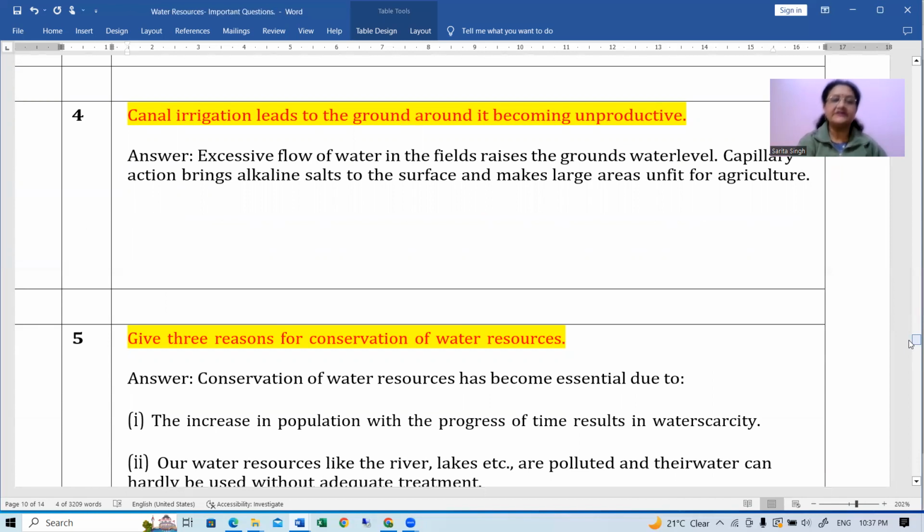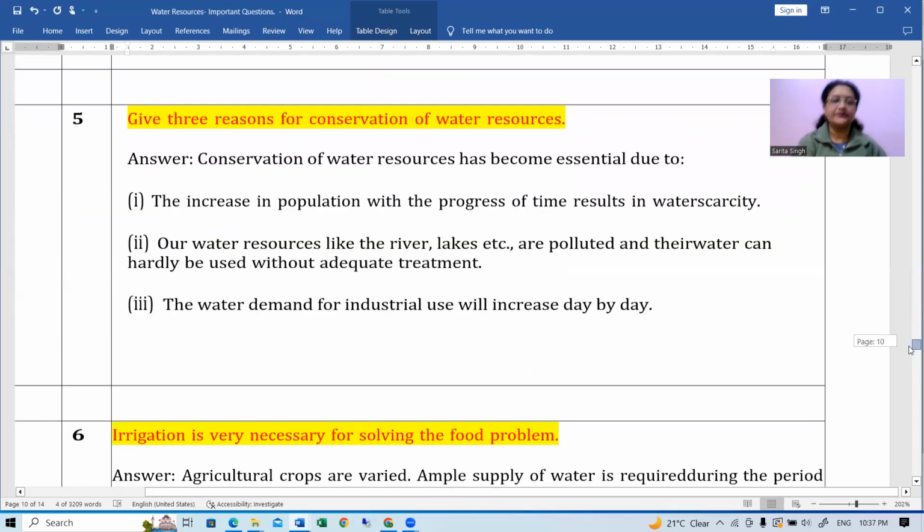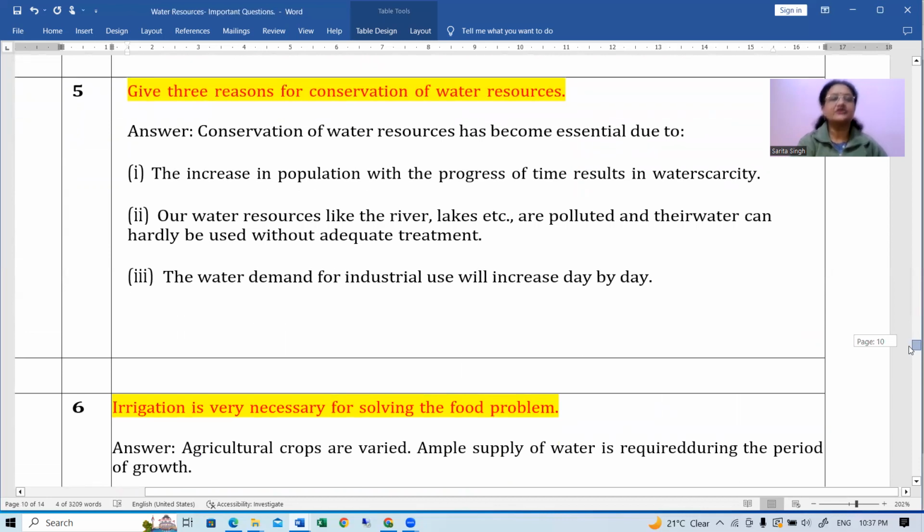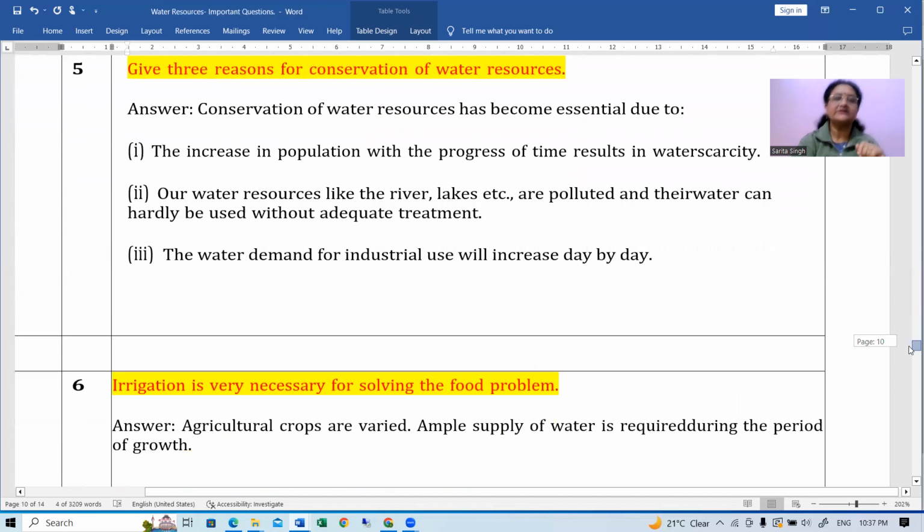Okay. Give three reasons for conservation of water resources. Why it is required. Conservation of water resources has become essential due to, number one, increase in population with the progress of time results in water scarcity. Number two, because all the people need a lot of water, right? So to fulfill that demand, conservation is required.